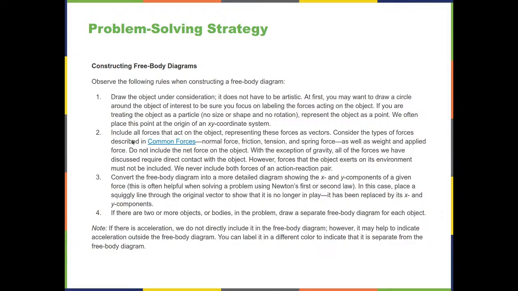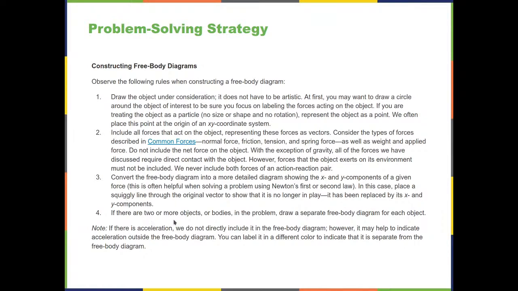You would include all the forces that act on the object. Those are the external forces, and you would draw them as vectors starting from a single point, representing the object as a point. Then you can split the forces into x and y components, like I did with the tension in the case of the tightrope walker problem. You can draw a squiggly line through the original vectors to make sure that you remember not to consider that one anymore.